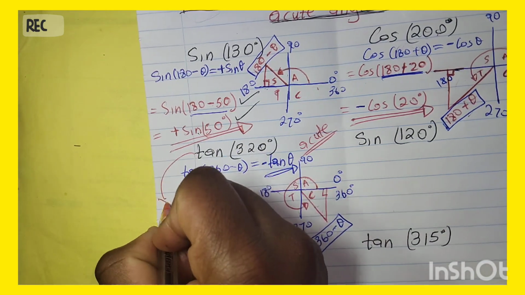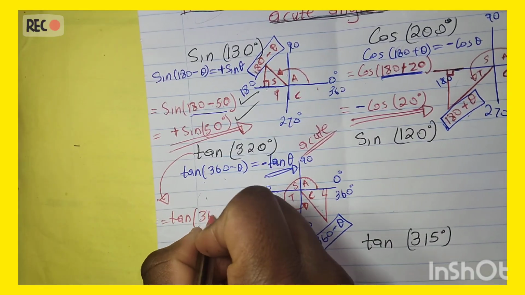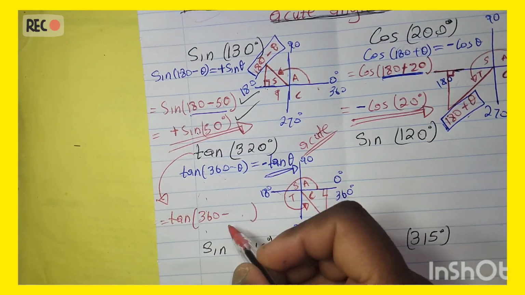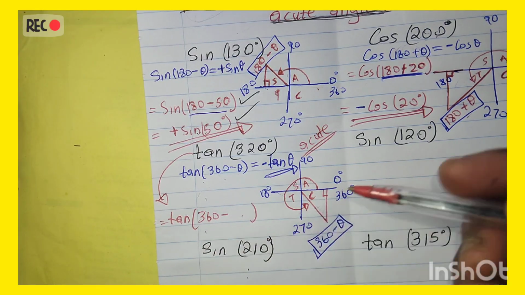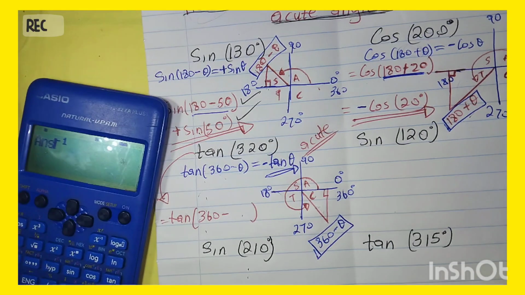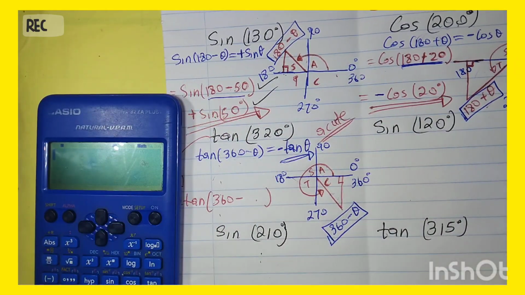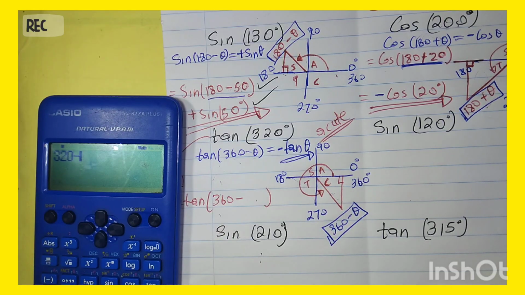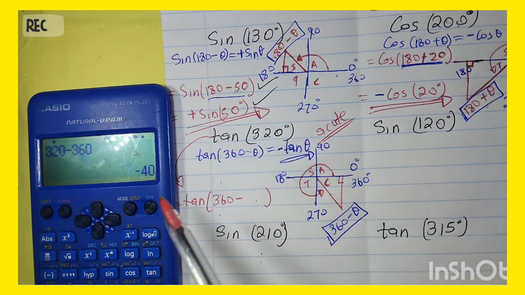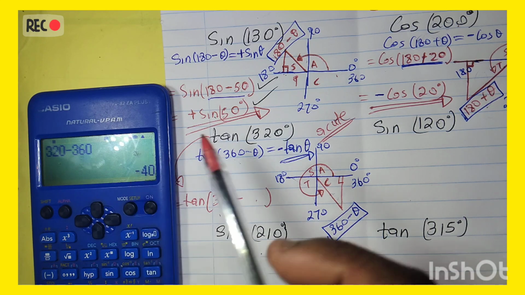This is the question now. Here it's tan, then you say 360 minus what number can I put here so that, when I subtract it from 360, I get 320? To find that number, I can say 320 minus 360. Do you see what I get? I'll get negative 40. But that negative sign I don't take. I only take the number.